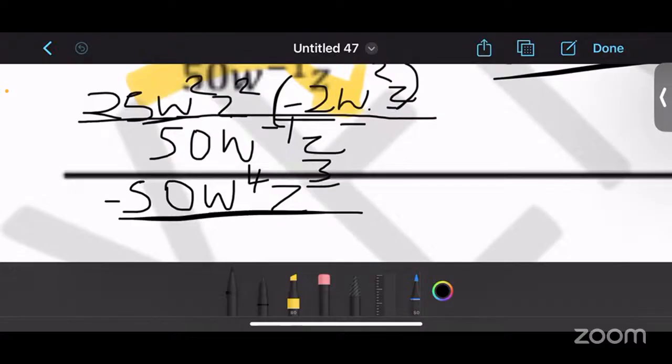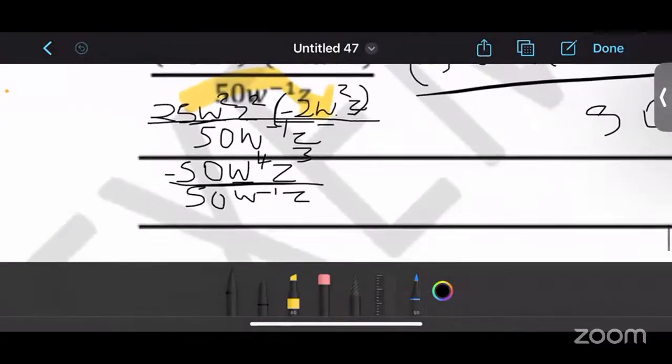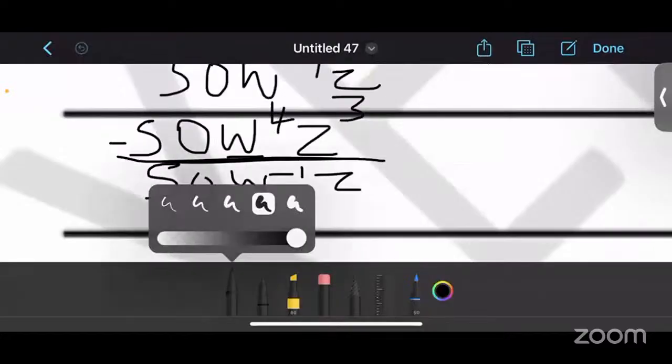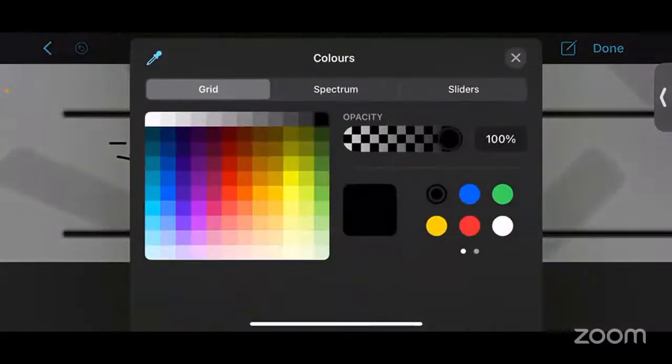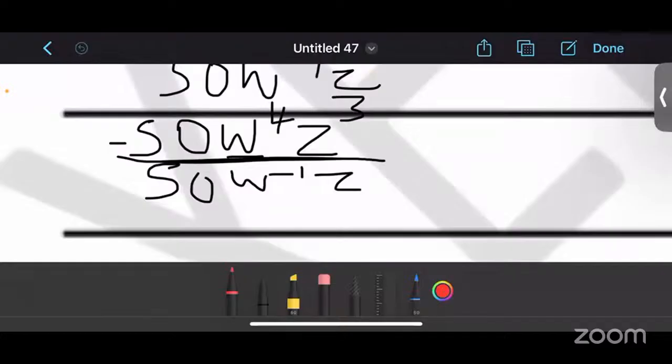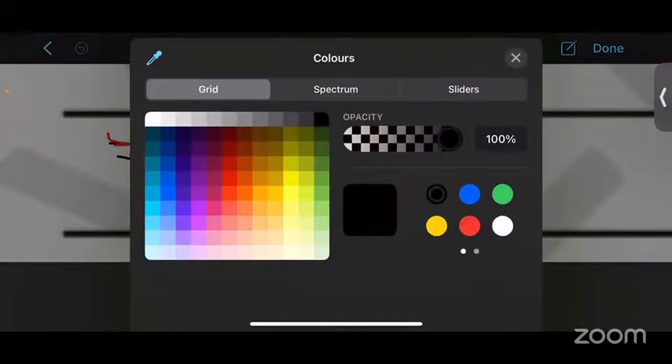And then we're going to divide with 50 W to the power of -1 Z. Okay. So now, from what I'm seeing over here, guys, we have 50 and we have 50. So they can simply just cancel each other because they are the same, but we still have a negative over here. Now, don't get confused. Now we have W, we have W, we have Z.